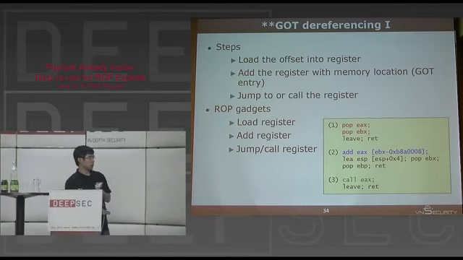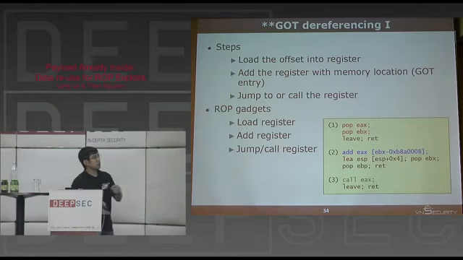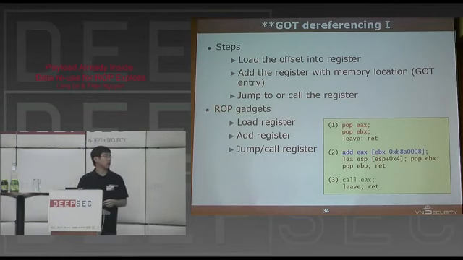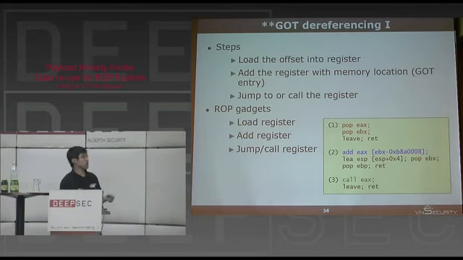For example, you need something like load register, add register, and jump. So this one, for example, is pop EAX, pop EBX. Then you can load those two values in. Then here you have, let's say, add EAX with whatever value is inside this memory location to EAX. So now EAX contains the address of whatever libc function you want to resolve. Then the last thing, you return into something like call EAX or jump EAX or something like that.